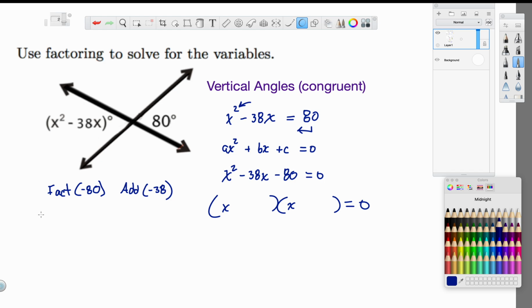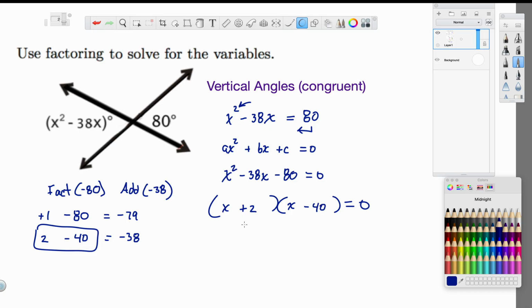It's a negative number, so I know my bigger number has to be negative. For instance, I could do 1 and negative 80, but that adds to negative 79, so those factors didn't work. I could do 2 and negative 40. I'm just kind of counting here: 1, 2, my next one I would check would be 4, and then maybe 5. So 2 and negative 40 adds to negative 38. Oh, there it is, that's what I'm looking for. So I can stop right there. My two factors are x plus 2 and x minus 40.